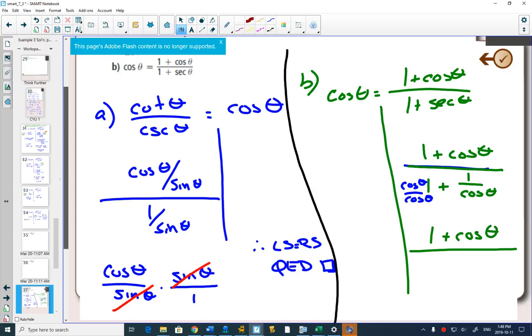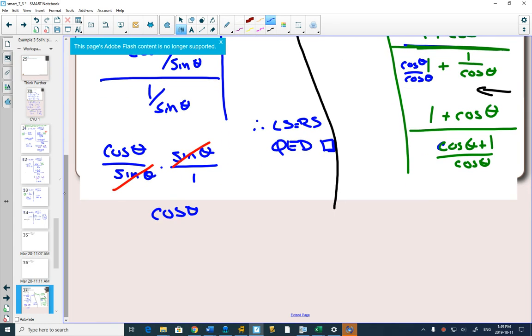So again, keeping it clean, keeping it organized. I'm trying to model that I've left some space here, left some space here. I've made my main dividing lines longer. Cos theta plus 1 over cos theta. Can you see that I now have a fraction divided by a fraction? My top fraction is 1 plus cos theta all over 1. My bottom fraction, if I multiply by the reciprocal, is cos theta over 1 plus cos theta.